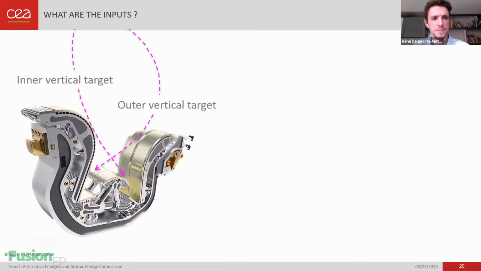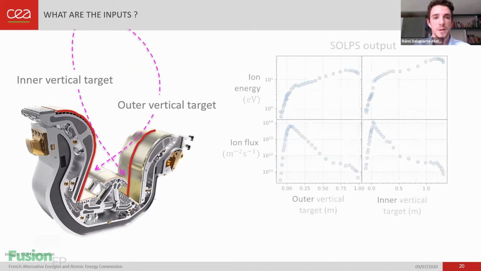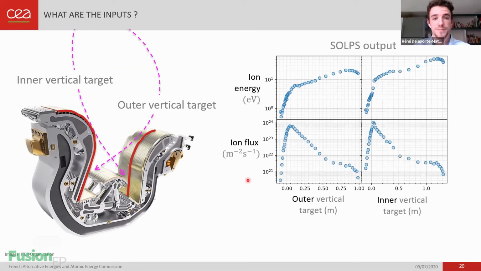So first, what are the inputs? In the divertor, you have two main targets, which is the inner vertical target and the outer vertical target. And the plasma strikes on two strike points here. The inputs we need is actually the distribution along these targets of the ion energy and the ion flux. And we have this information from codes like SOLPS. So here you can clearly see the two strike points where the flux is more important.